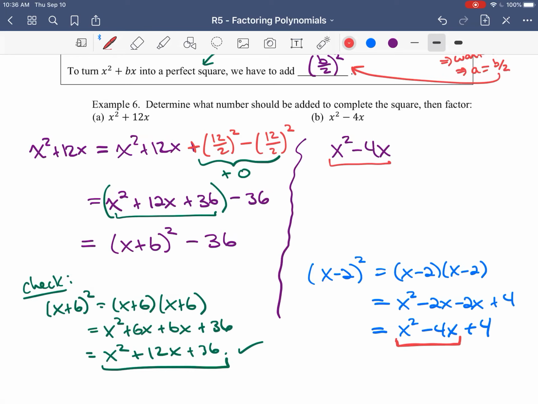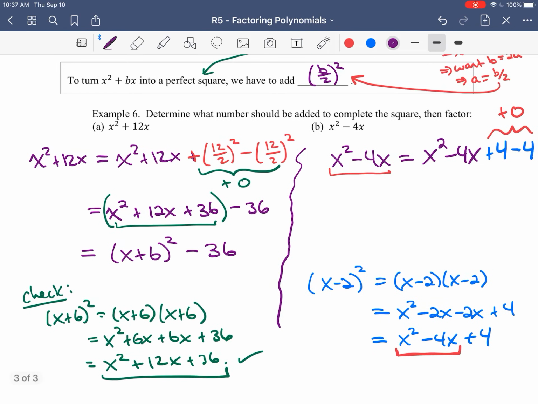If I want to make this a perfect square, what I want to do is add that 4, the extra 4 that's there. Now I can't just add a number, because that changes what I have. But what I can do is add and subtract the same number, because this is like plus 0. If you want to use the formula above, b is negative 4, so b over 2 is negative 2, and then squared, that's 4.